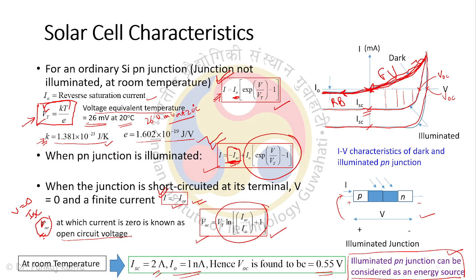So this formula you need to remember. This formula you also need to remember. Okay, open circuit voltage equals Vt into ln of ISC upon I naught plus 1, where I naught is your reverse saturation current, ISC is your short circuit current, and Vt is your thermal voltage equivalent of temperature. Okay, if we're talking about room temperature, for ISC equal to 2 ampere and I naught equal to 1 nanoampere, then VOC is found to be 0.55 volt. Okay, this is just a case. I think it's for silicon only at room temperature.